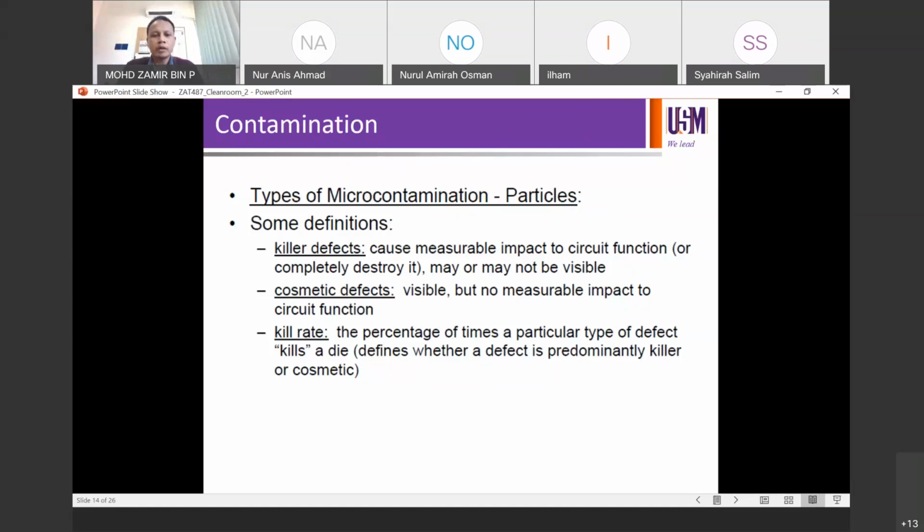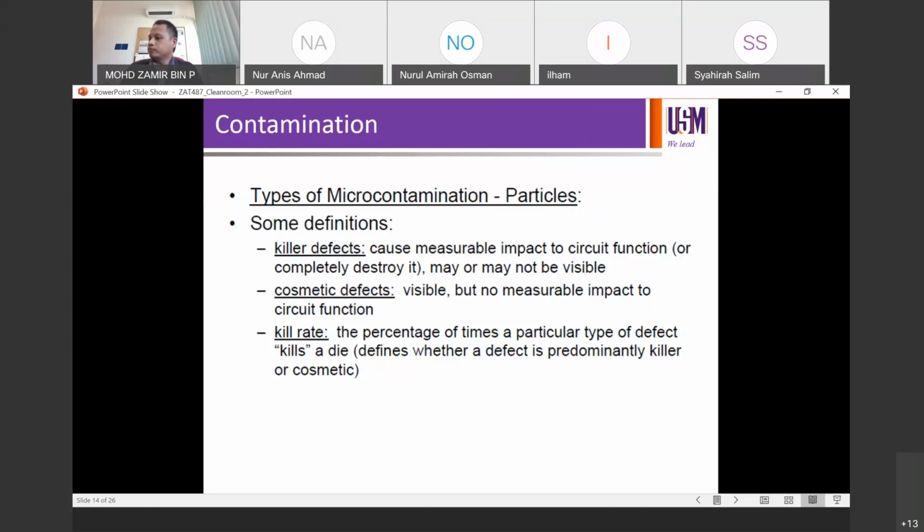So we have different kinds of particles available in the fab. Some particles can be tolerated at higher counts. Some particles cannot be tolerated at all, so one is enough to kill the whole device. We also have cosmetic defects, which are visible but have no impact on circuit function.